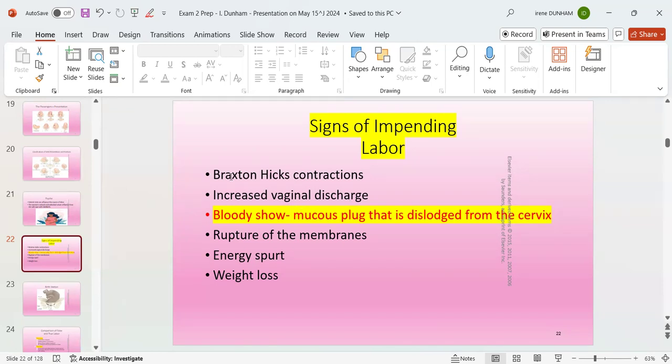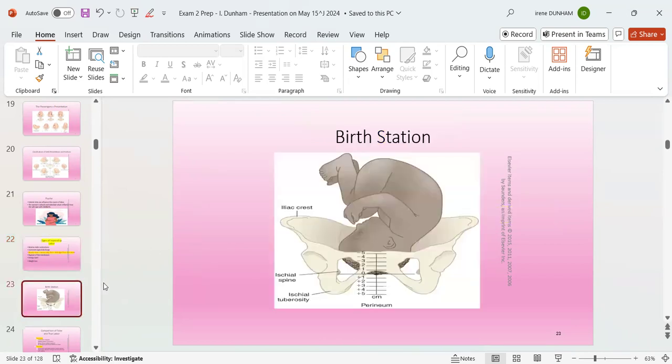And remember those Braxton Hicks contractions I told you about, the irregular contractions? They can be very annoying, but remember I told you that they can actually get things started. And that's what happens. Okay, so let's go on now to how about we talk about station.